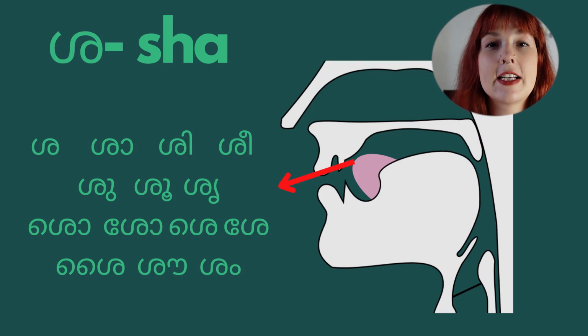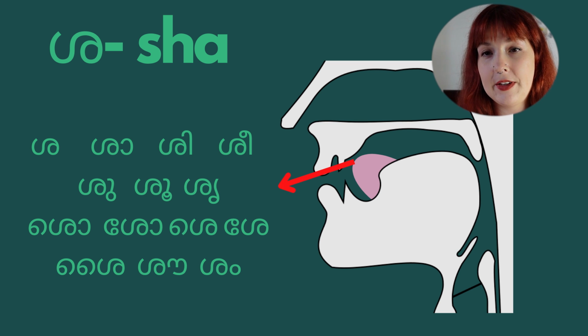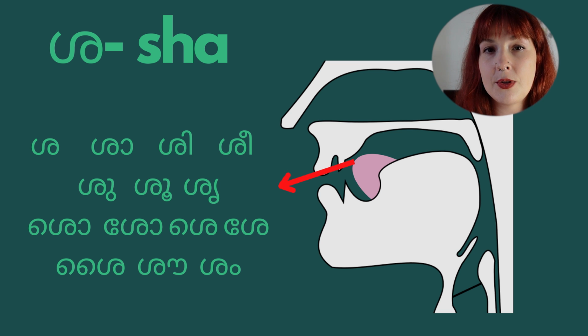Next we have sha. Sha is an open SH sound. You have your mouth slightly open, and your tongue is right behind your teeth, and sha, sha, sha. So your tongue is just behind your teeth, but you're allowing the air to come between it. All right, let's look at the variations of the pronunciations of sha. We have sha, shi, shu, shur, sho, she, shai, shau, and sham.